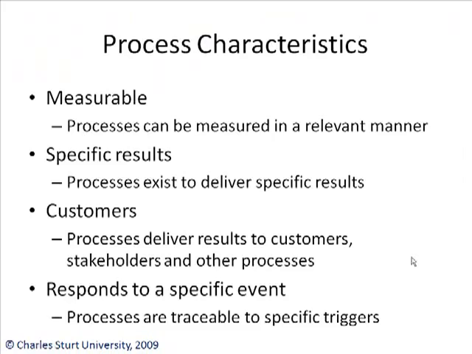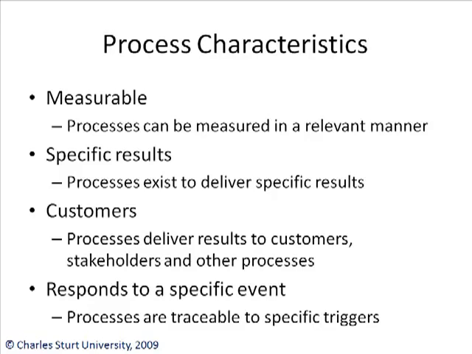So here you find some process characteristics. First of all, processes should be measurable. Whatever you do within a process, I think you should be able to measure it somehow in some shape or form, because if you can't measure it, it's probably not even worthwhile doing. Also, processes deliver specific results. You've got something like an output. It may be a car, it may be a service, it may be a product. Something comes out of that process box. Also, processes have customers. So it says here processes deliver results, the previous topic, to customers, stakeholders and other processes.